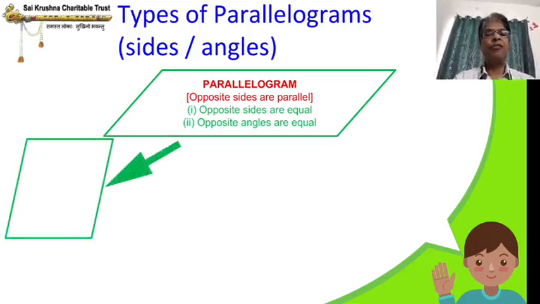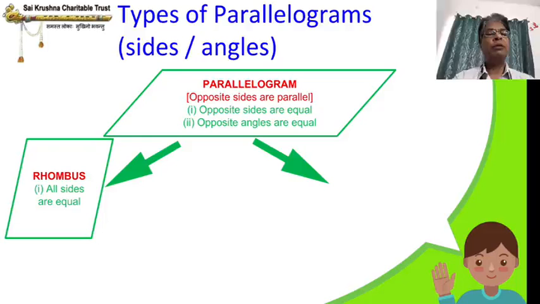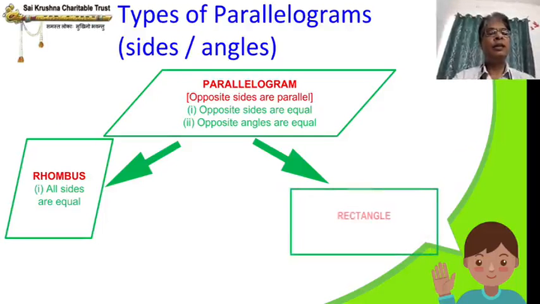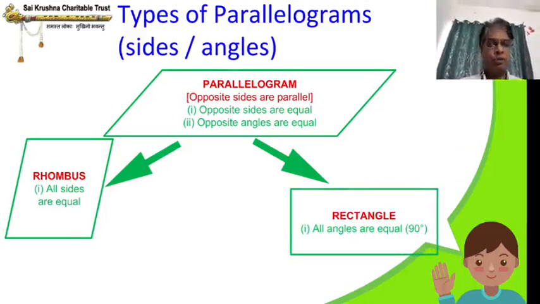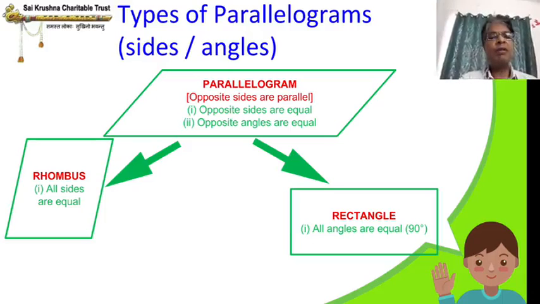Now a parallelogram becomes a rhombus when all sides are equal. Now you see, parallelogram, opposite sides are equal, whereas in rhombus all sides are equal. And a parallelogram will become a rectangle when all angles are equal. So now you can see a parallelogram has opposite sides equal, opposite angles equal, whereas a rhombus, when all sides are equal, it is a rhombus. So that means in rhombus all angles are not equal. Similarly, in a rectangle, all angles are equal, but all sides are not equal.